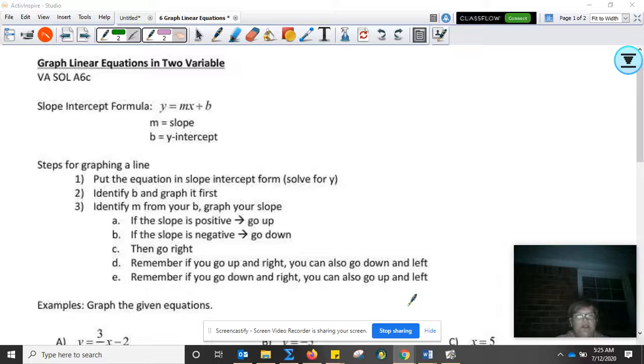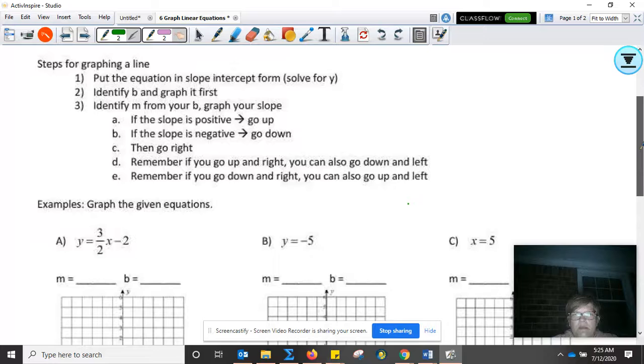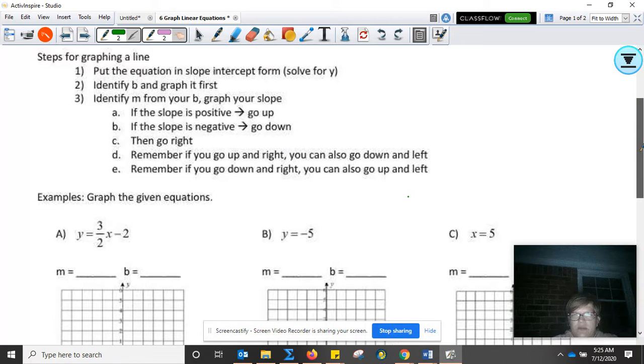All right, in this video, we are going to graph linear equations in two variables. So recalling that our slope-intercept form is y equals mx plus b, m is your slope, b is your y-intercept. Here's the steps for graphing the equation. Put the equation in slope-intercept form, solve for y.